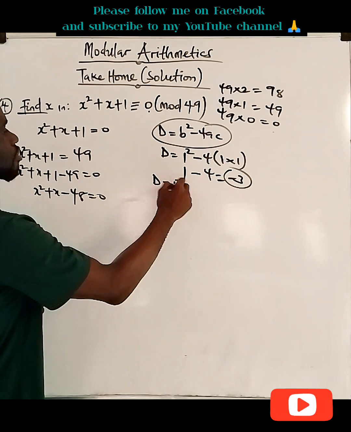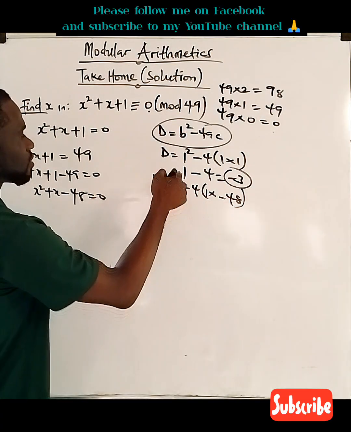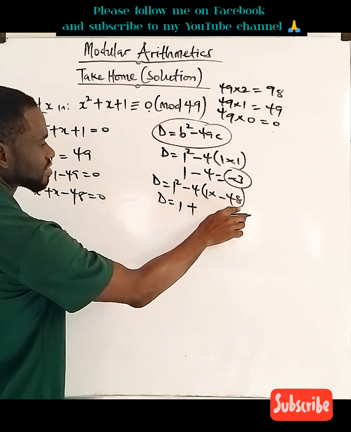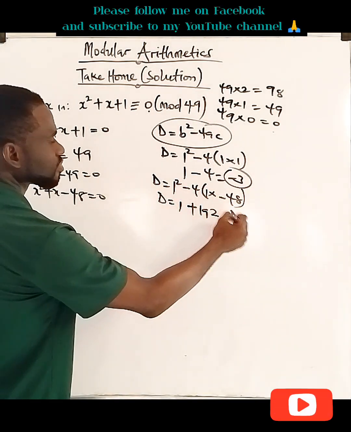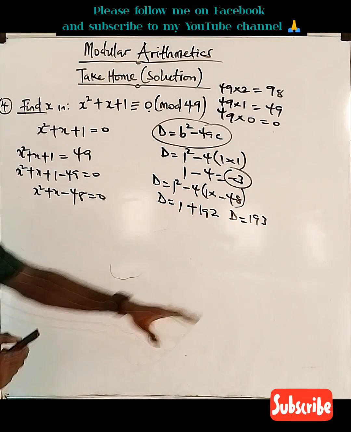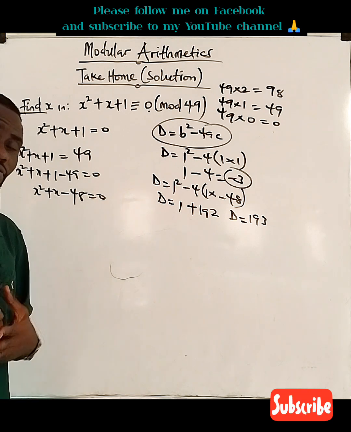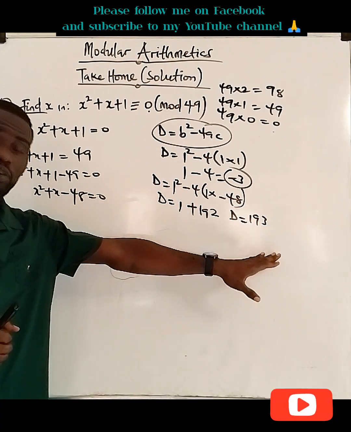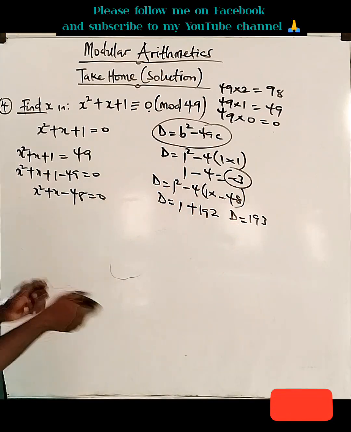So the discriminant is 1 squared minus 4 times a, which is 1, times c, which is minus 48. 1 squared is 1, minus times minus is plus. 4 times 48 is 192, plus 1, so the discriminant is 193. If the discriminant is 193, it means this root is real. But if we use the formula, minus b plus or minus the square root of b squared minus 4ac over 2a, we're going to get the square root of 193. The square root of 193 will give us a long string of decimals, so I don't think we're going to be pleased with this.